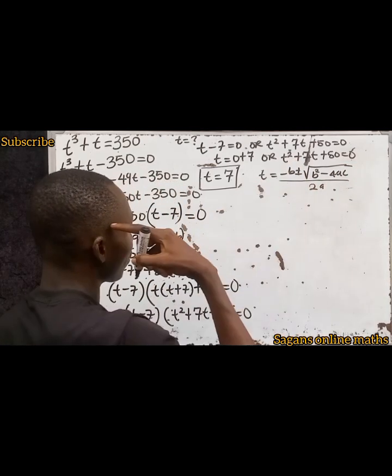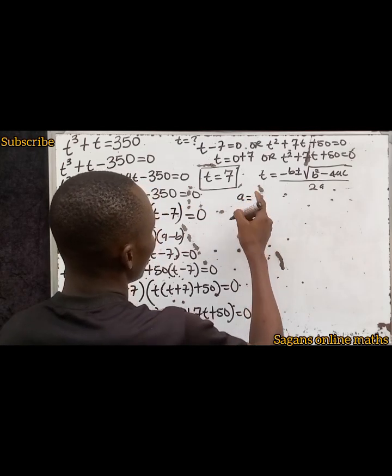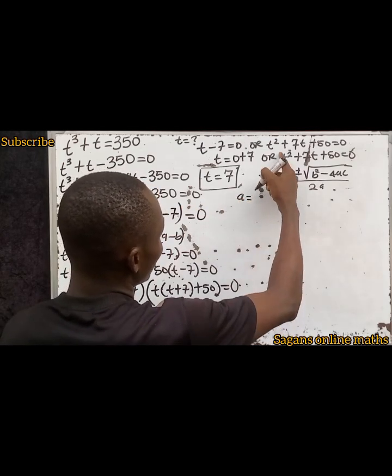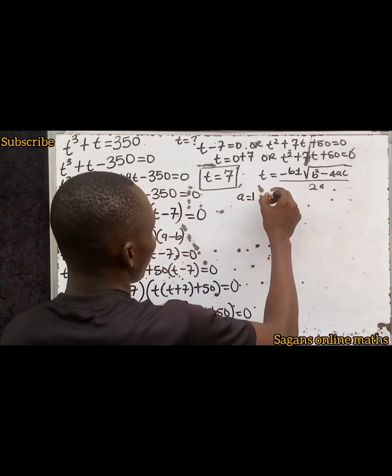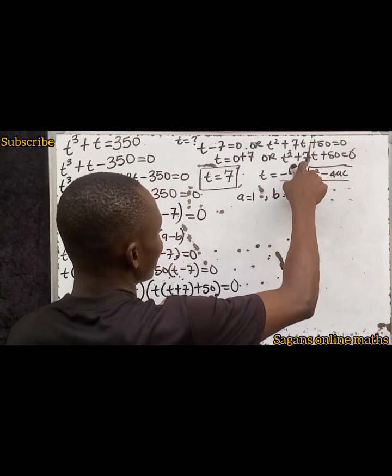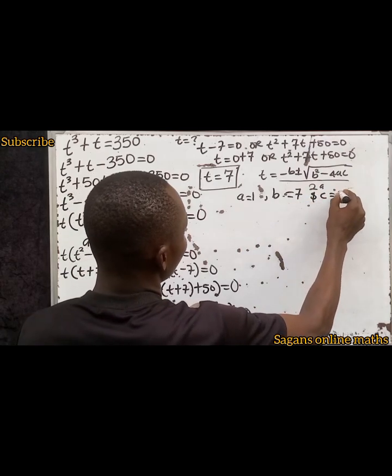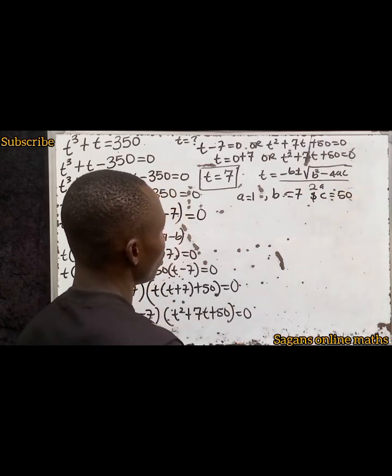Okay, it means that for the question, our a is equal to what? Our a is equal to 1, since the coefficient of t squared here is 1. Our b is equal to 7, we all know, and our c is equal to 50. Wow, I so much love this.